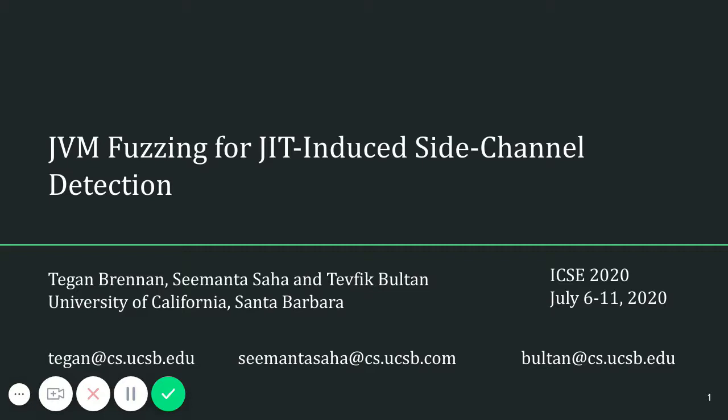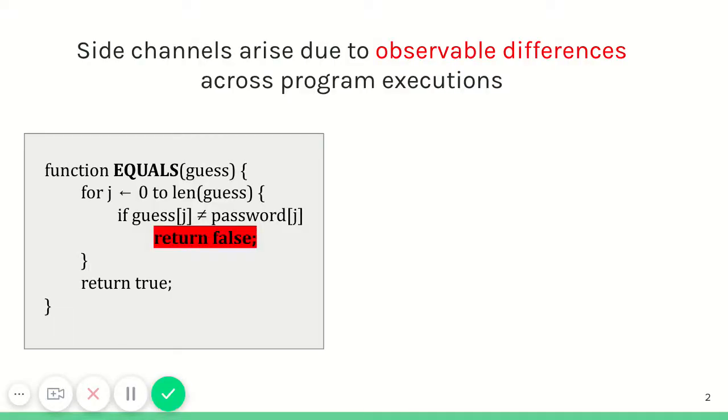Today I'll be presenting my work with Shamanta Saha and Tefik Bolton on JVM fuzzing for side channel detection. In general, side channel vulnerabilities in software are caused by observable differences across program paths. Consider the equals function shown here, which compares a guess and a stored password character by character.